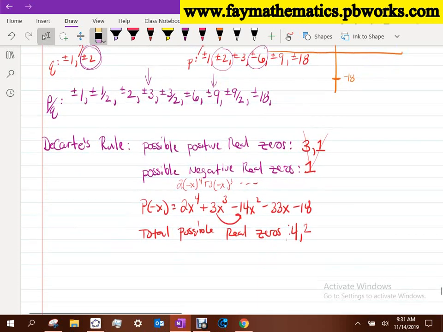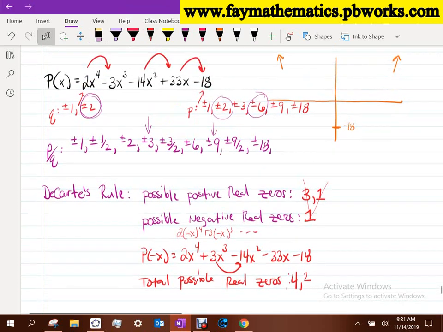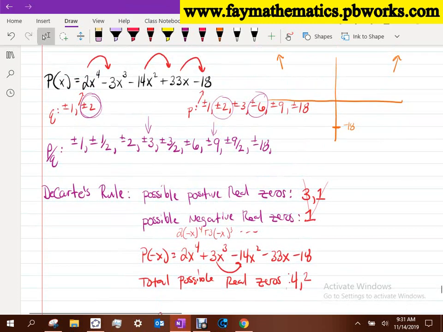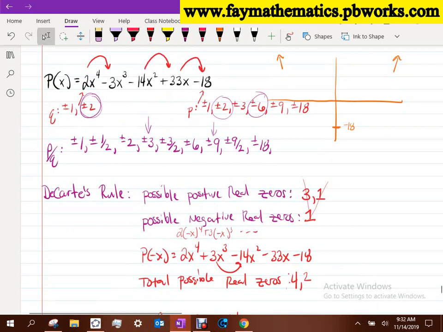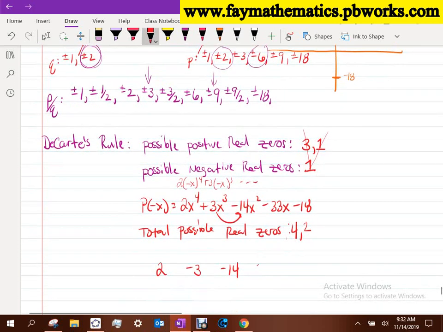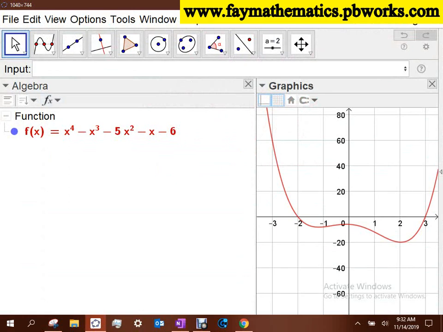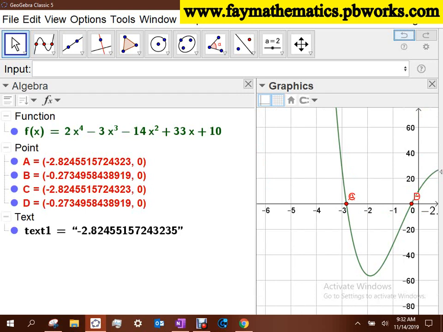Now, here's the thing. Now we're going to start doing division. Here, I'm just going to start with synthetic division. So 2, -3, -14, 33, and -18. And we're just going to start working through our P over Q list with that.